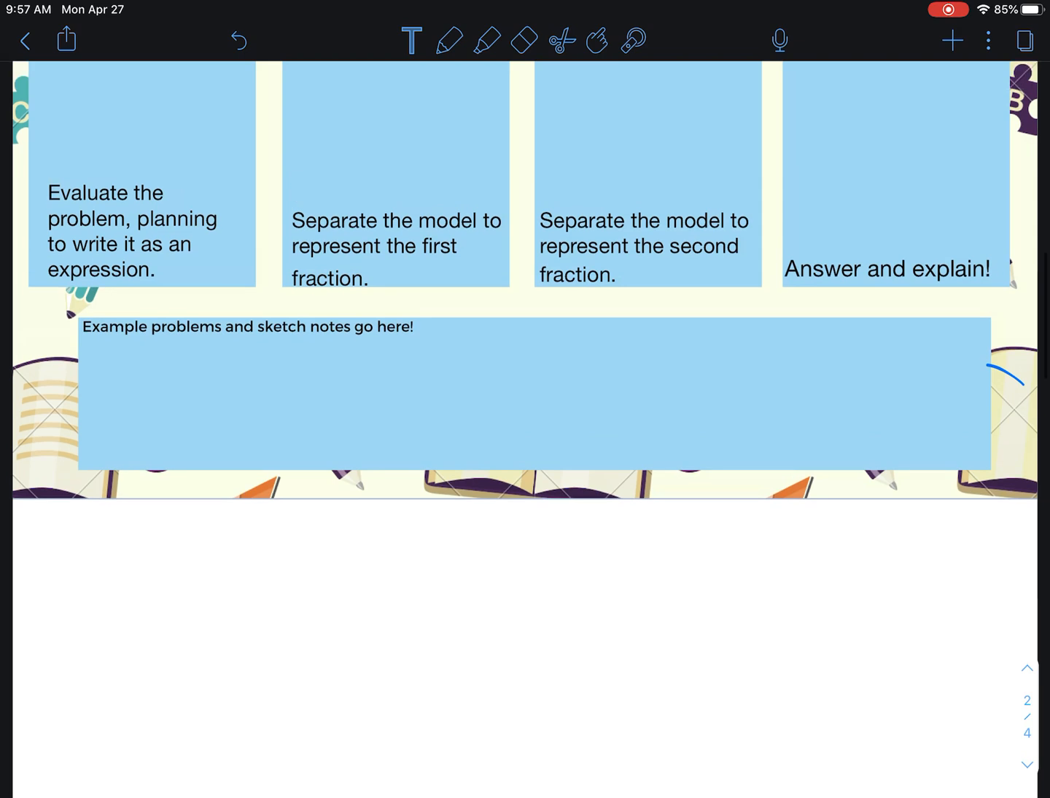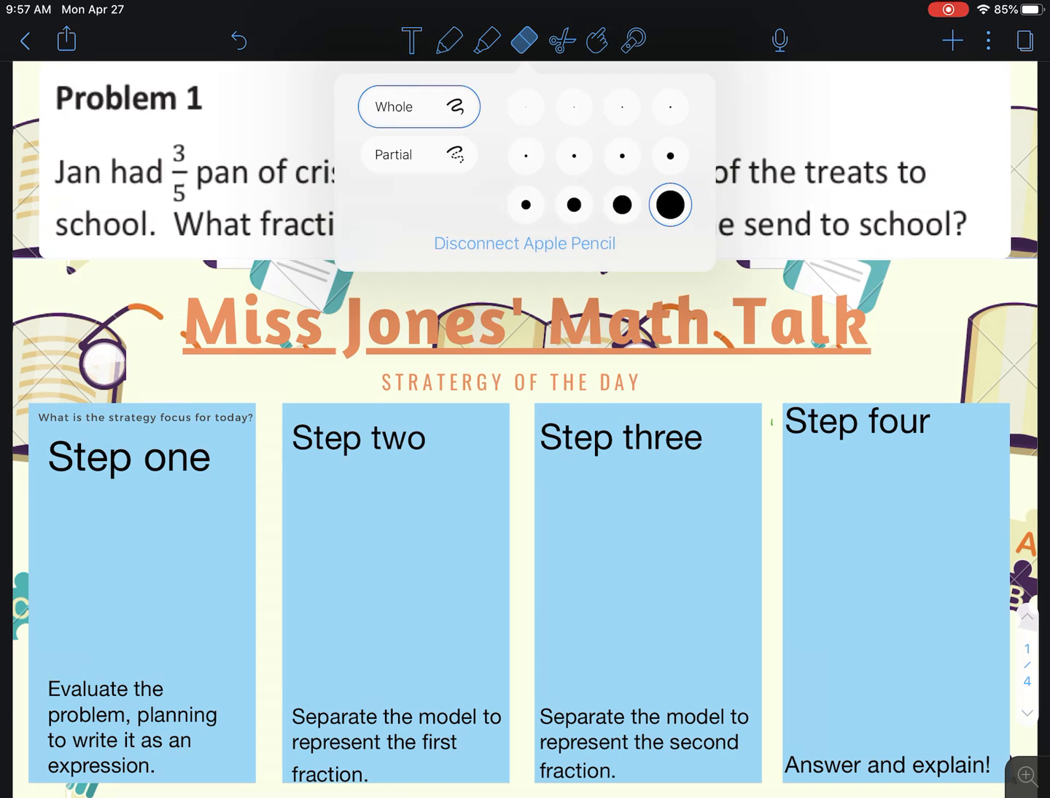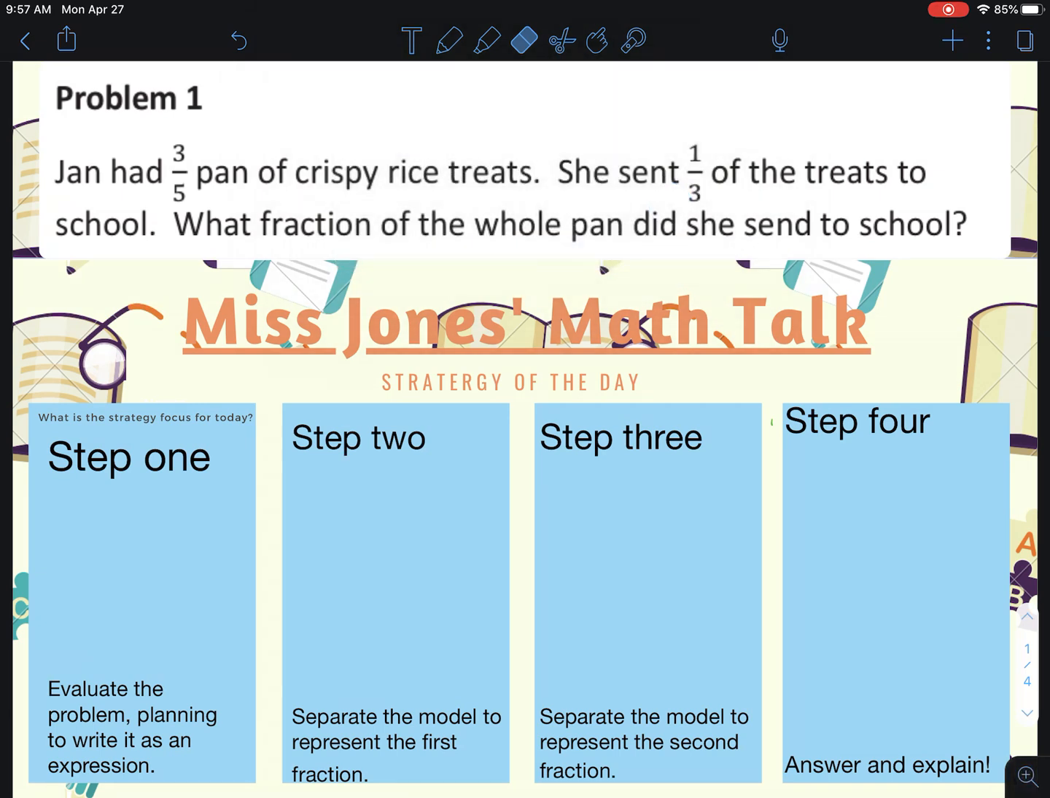Today, our strategy is going to be used in order to solve unit fraction by unit fraction problems, meaning it is a fraction times a fraction problem. So when we are multiplying two fractions with each other.